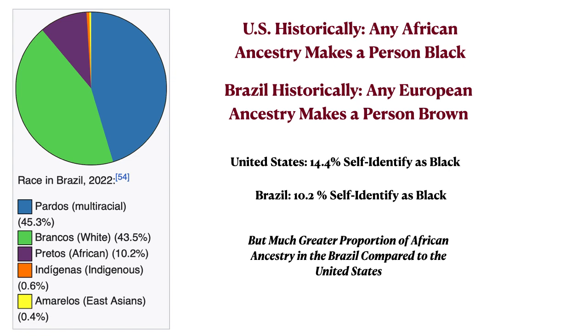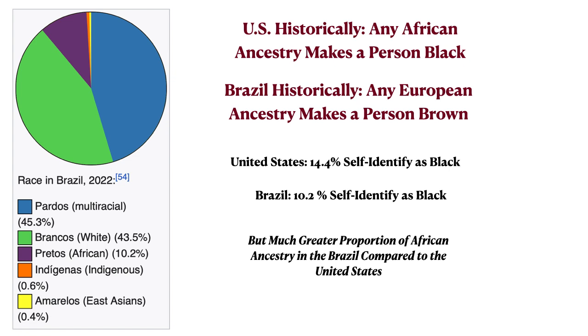So if you look at race in Brazil, people who identified as Preto, or African, are only about 10%. In the United States, about 14.5% of the population self-identifies as black. In Brazil, a much smaller number from a smaller population, about 10%. But the difference is this large Pardo, or mixed race, or brown category in Brazil.